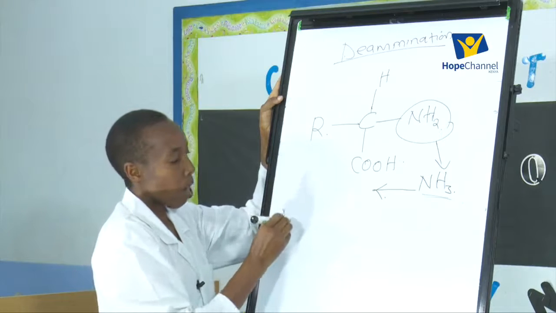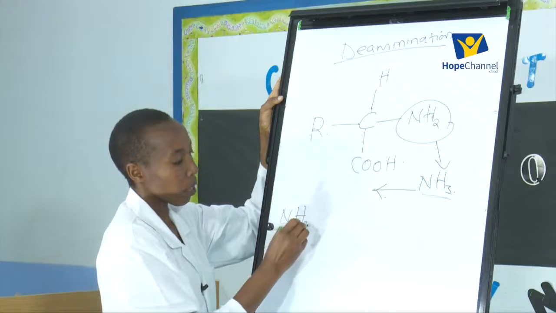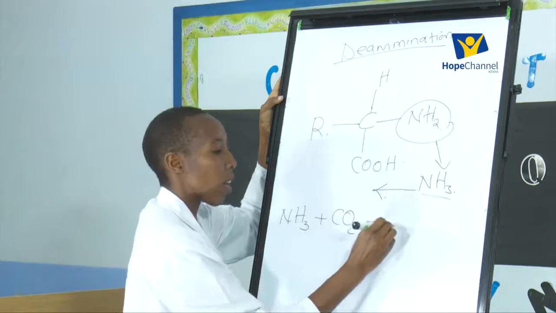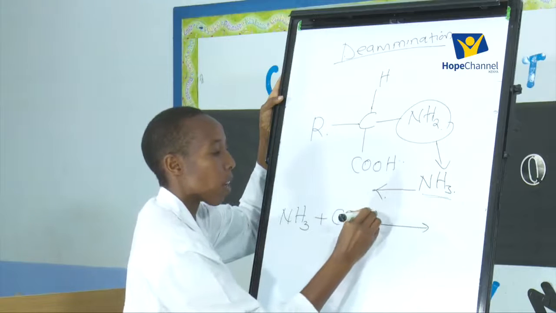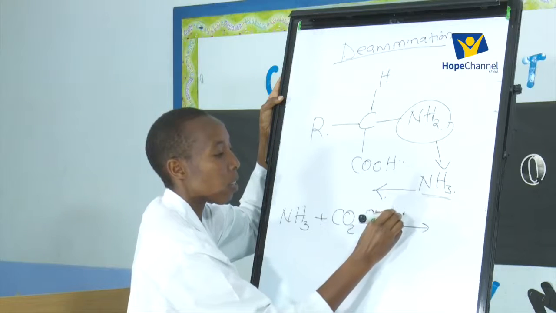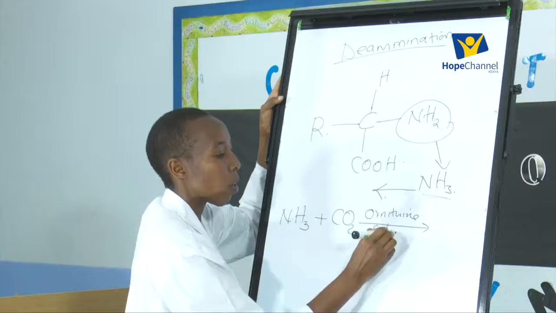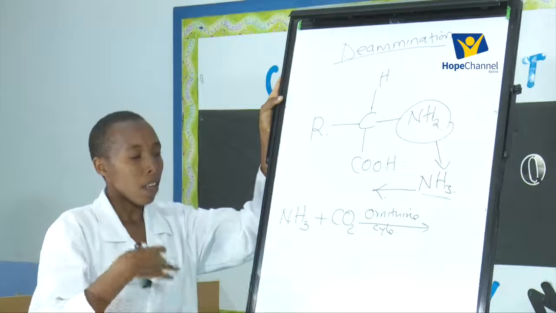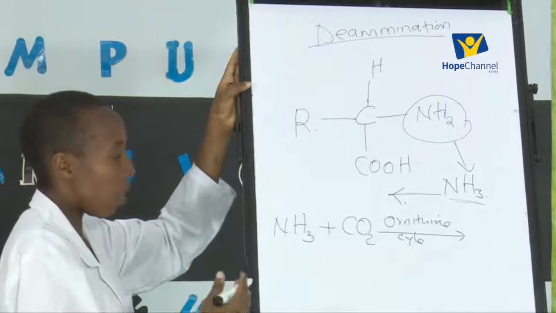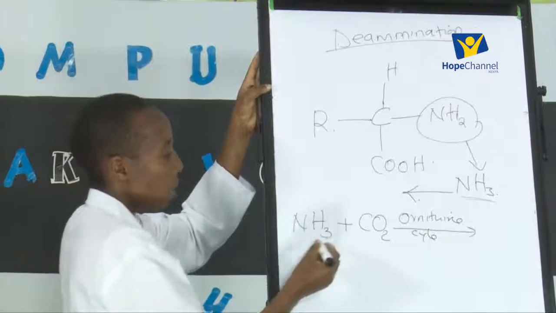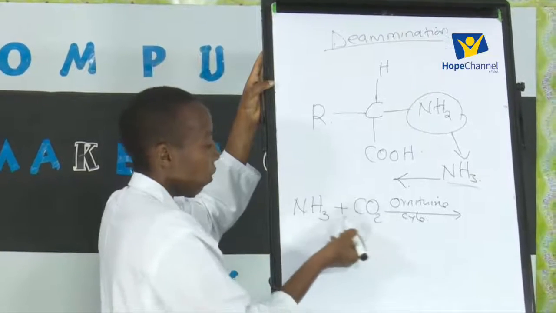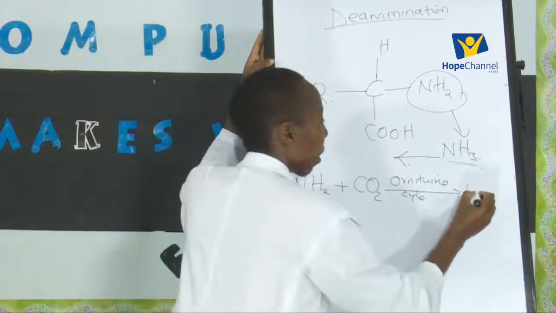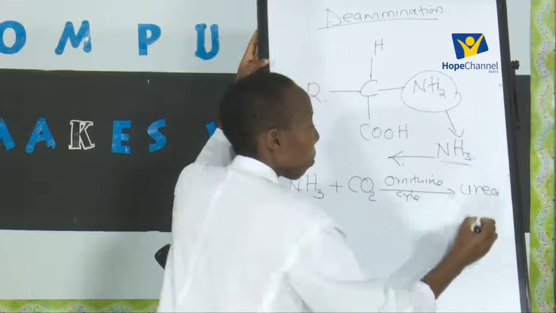So if I have ammonia, it combines with carbon dioxide in a series of reactions, the ornithine cycle, which is controlled by many enzymes, and a lot of reactions take place in this process. When carbon dioxide combines with ammonia, it forms urea plus water.